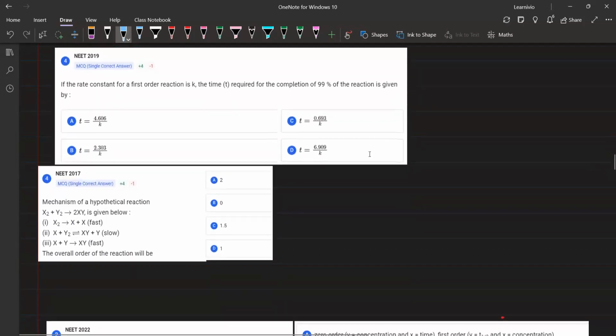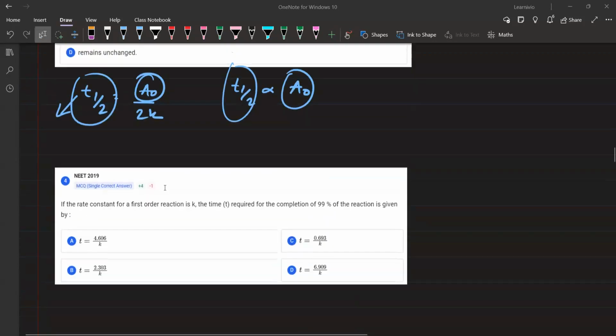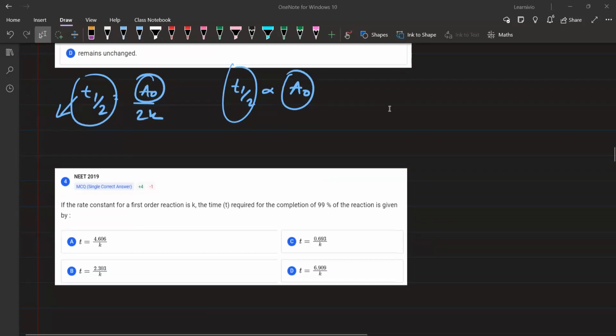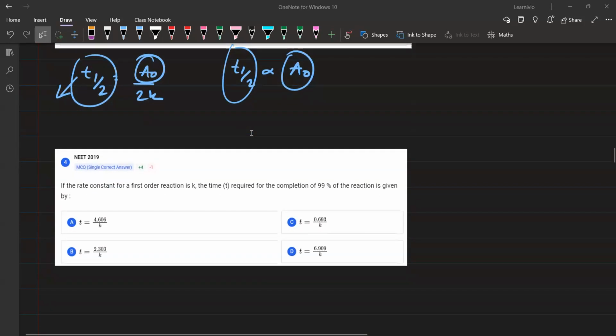Try this. Alia, did you get this? It will be doubled because T half is directly proportional to A naught.